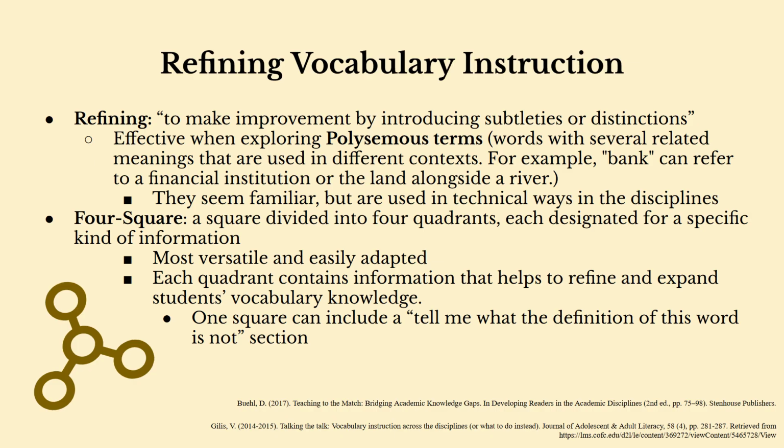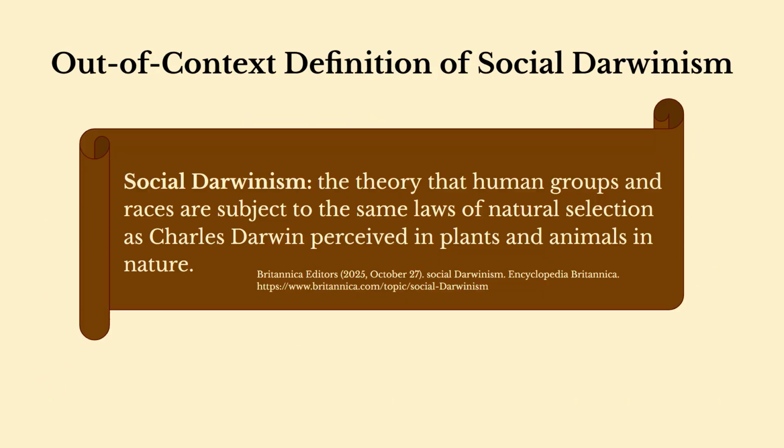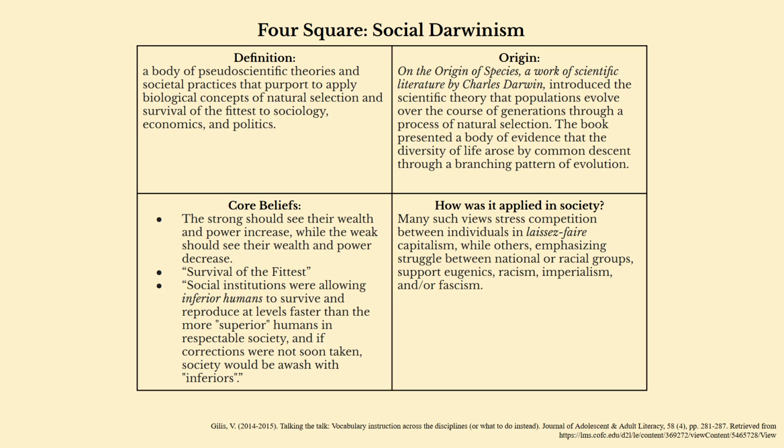Foursquare is a great way to refine these terms, as it is a square divided into 4 quadrants, and each quadrant contains information that helps to refine and expand students' vocabulary knowledge. As we can observe in this example, the out-of-context definition for social Darwinism hardly serves any real purpose to a history student. The definition is vague, and there is no purpose attached to committing the key term to memory. By using a foursquare to define the term, students can unlock much more context, understanding the origin of the term, the core beliefs attached to it, and its application in a historical context.